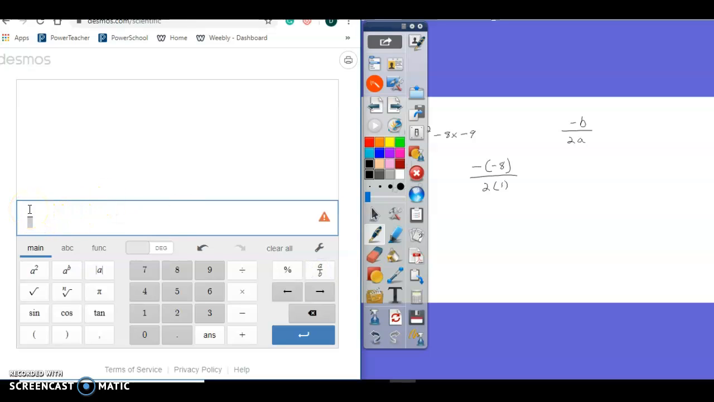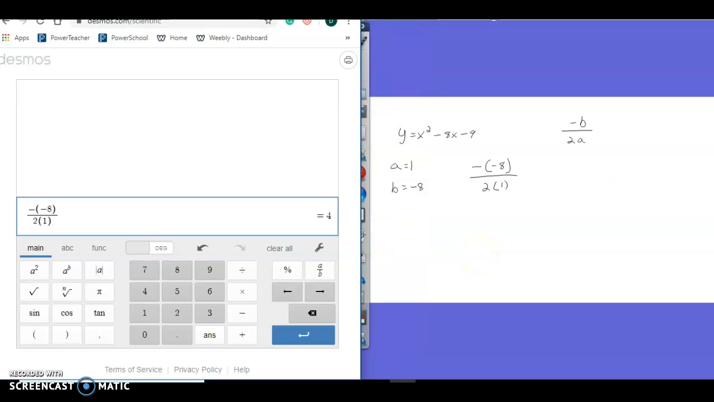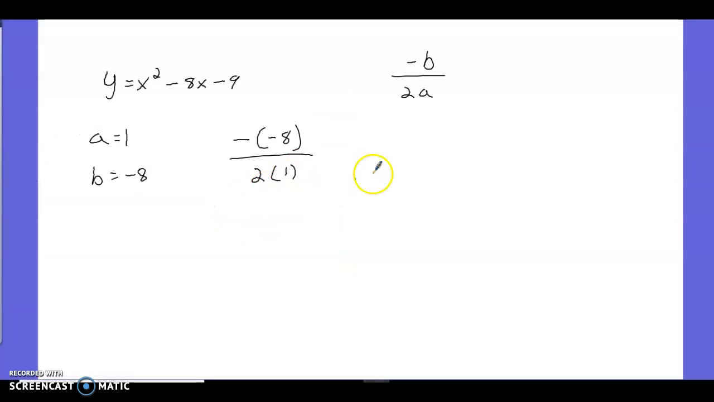This way I can type in the numerator. So I have negative, and then parentheses, negative 8. And on the bottom, I have 2 times 1, which is just 2, but I'll put it all in. There's 1. And you can see it already gives us the answer as 4. Order of operations, negative negative 8 is positive 8 divided by 2. That's how we get the 4. All right, so we are going to write down this equals 4, which is our x value of the vertex. X equals 4.